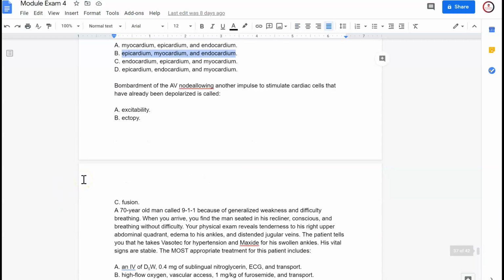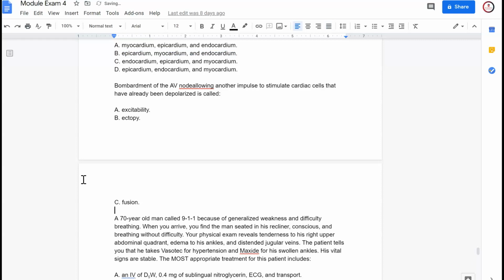Bombardment of the AV node, allowing another impulse to stimulate cardiac cells that have already been depolarized, is called what? Well, apparently it's gotten deleted, but the answer, and I'll put it in here, is D, reentry.